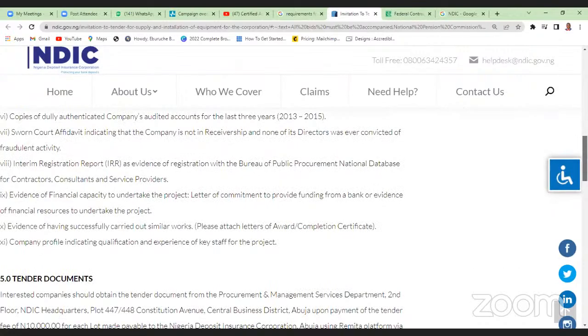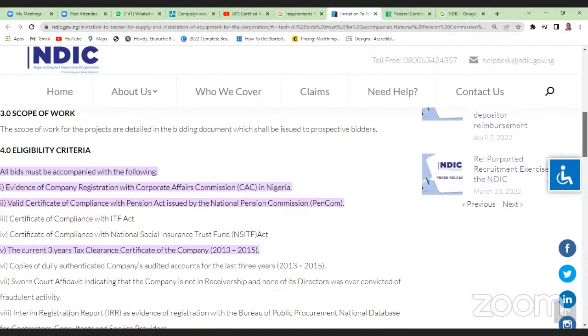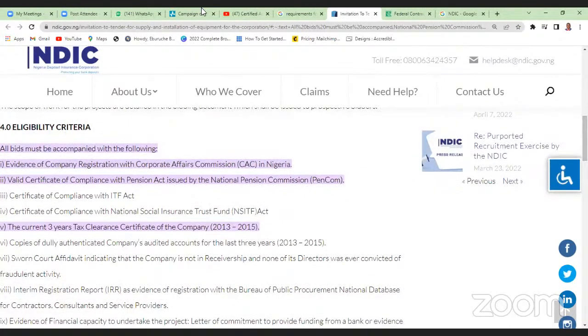So you could visit the BPP website, or if you could see my screen, these are just the basic things that are mostly required. If you don't have them, you need to start working on them because they form part of your organizational process assets and your EEFs. Number one, you have evidence of company registration with Corporate Affairs Commission. In the Nigerian context, it doesn't just stop there. You have your CAC registration, and then you also have what we call annual returns, your filing.